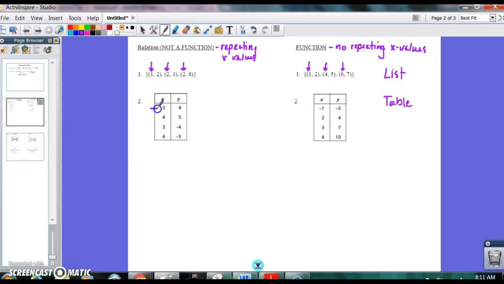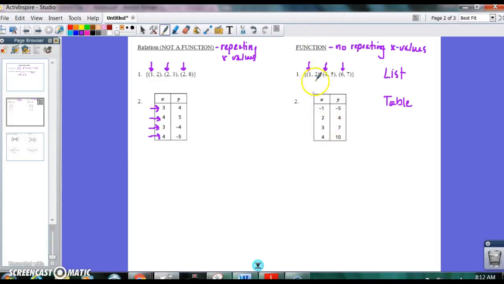And you'll see here that I have repeating x values. 3 repeats and 4 repeats. So 3 corresponds to 4, but 3 also corresponds to -4. Because 3 is corresponding to more than one y value, it's not a function.